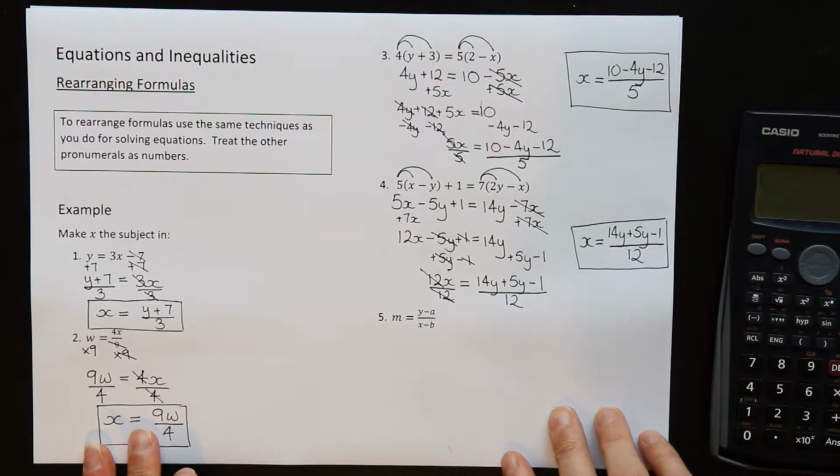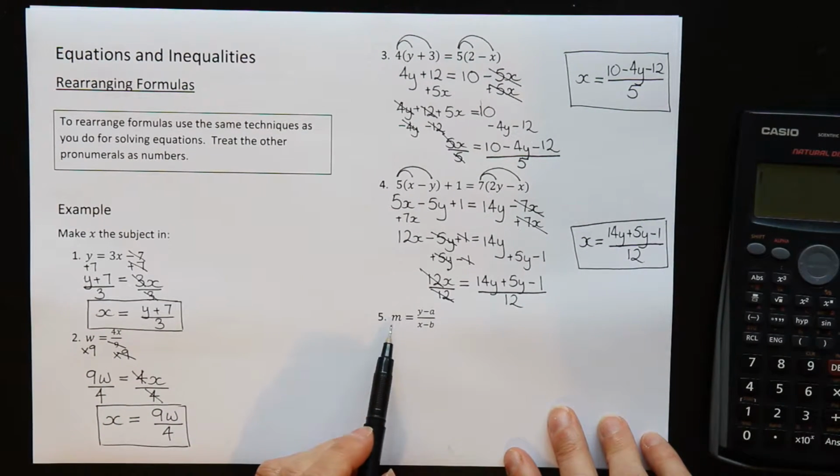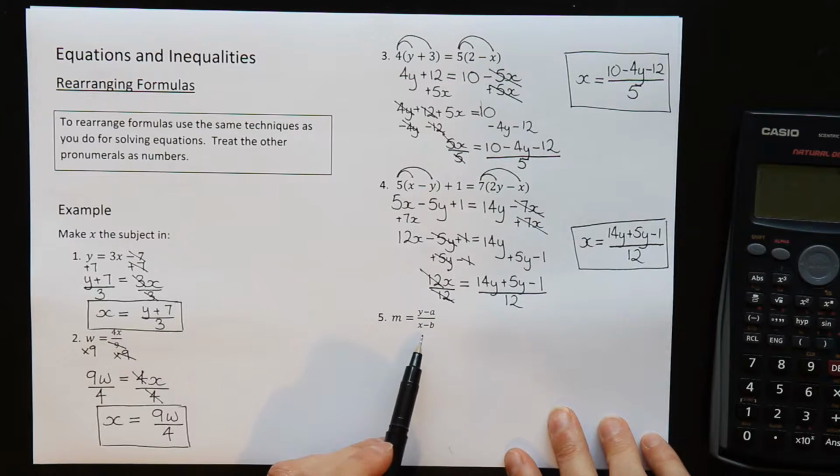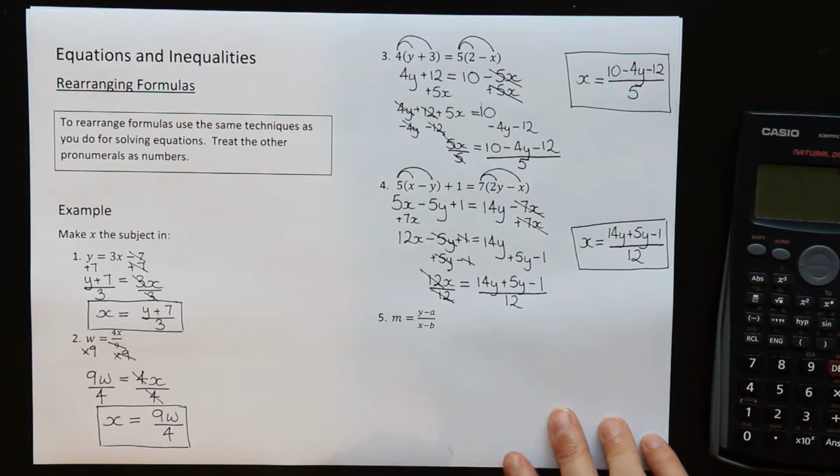Okay, one more question. m equals (y minus a) over (x minus b). We want x by itself. Now x is on the bottom of a fraction. Whenever that happens, you need to get it off the denominator.